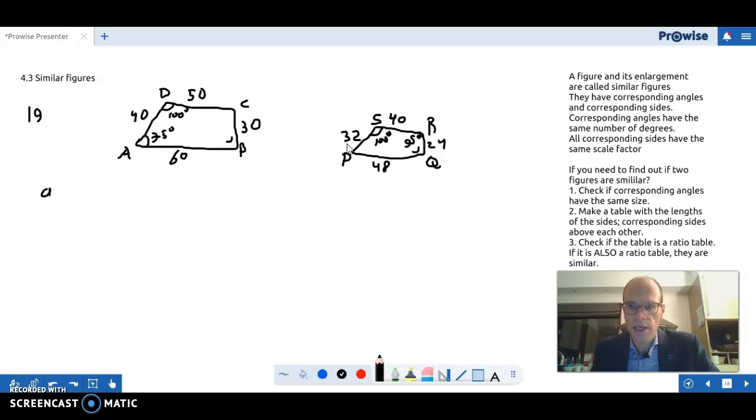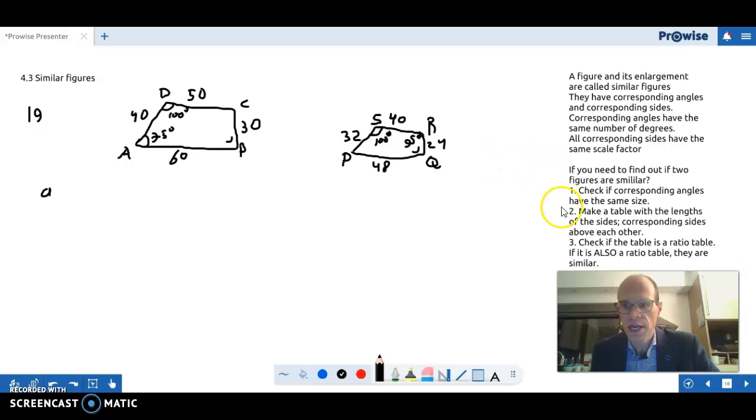If it's similar, then all the angles are the same. They're the same number. So D and S, they're both 100 degrees. So it might be the case that these are similar, but then we need to figure out if all the other angles are the same as well. And all corresponding sides have to have the same scale factor.